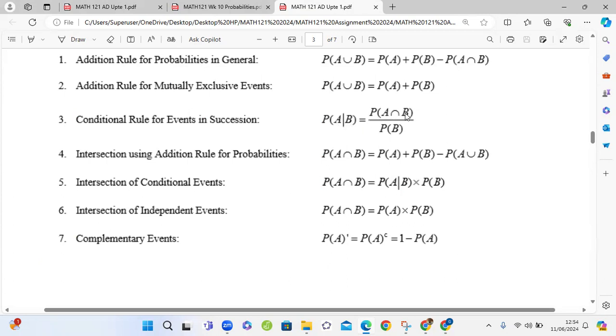P of A intersect B over P of B. B is the condition. In the denominator comes the condition, the one that comes after the vertical line, it is the letter that comes below in the denominator. It's called the conditional rule for events in succession, one after the other. So that's why you can call this vertical line after. When you see this vertical line, you can say after, A after B. B happened first.